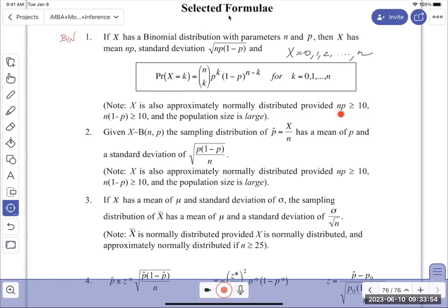So in other words, you could use this to calculate the probability for each one of these and add them up. Or if it's true that you have a large enough sample size and a proper p so that n times p is greater than 10, and n times 1 minus p is greater than 10, and you're talking about a large population, then X is actually approximately normally distributed.